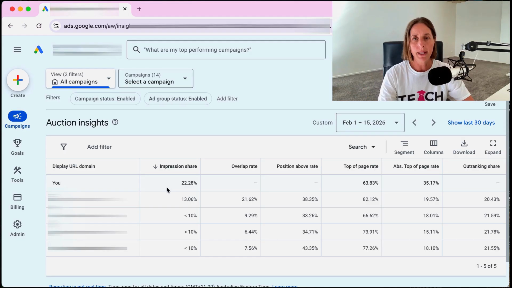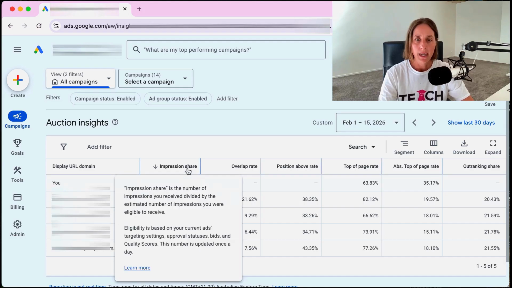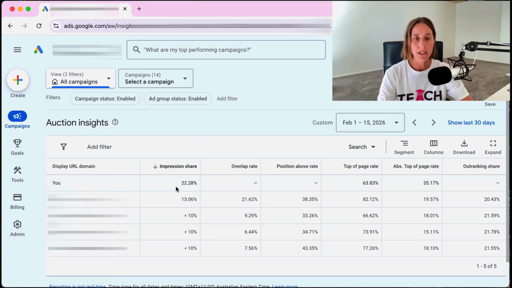If you're ever unsure about any of these metrics, you can also hover over the column heading and see the definition. As I just explained, it's the number of impressions you received divided by the estimated number of impressions you were eligible to receive. Here we can see that we had an impression share of 22%, which means that 78% of the time when we wanted our ads to be shown, they weren't. This is not uncommon, particularly for this client, who is in a very, very high cost per click niche, like $40, $50, $60 a click. So it's not uncommon for us to be outbid or run out of budget, etc.